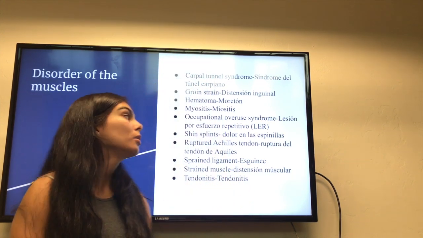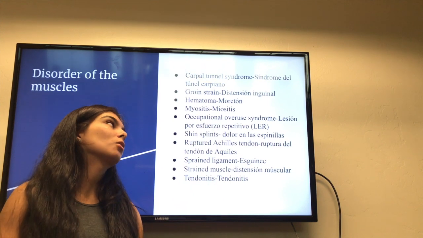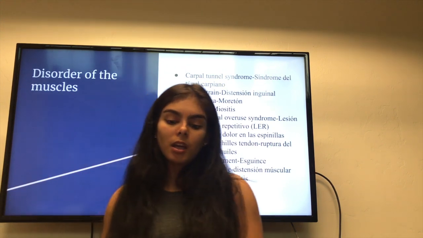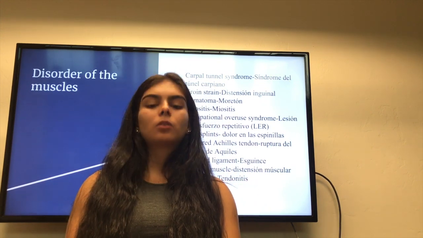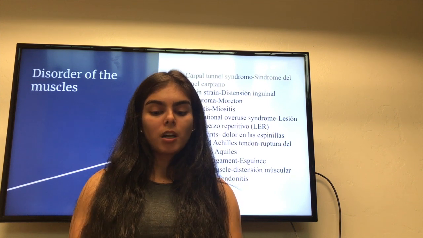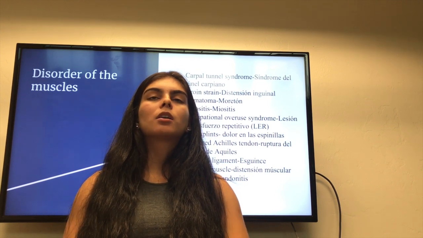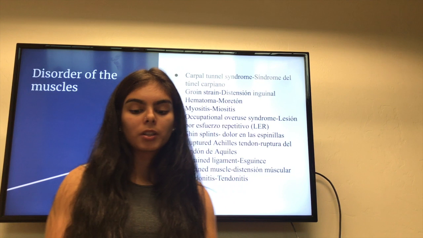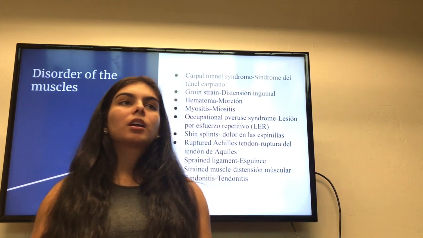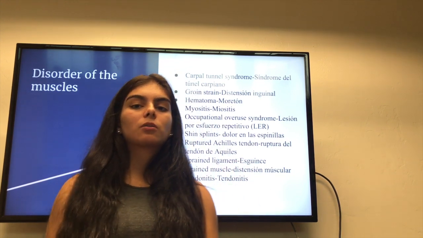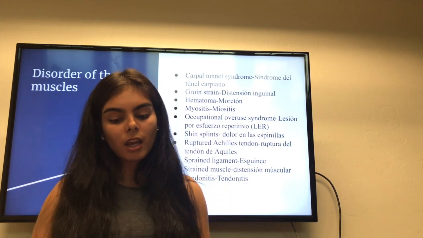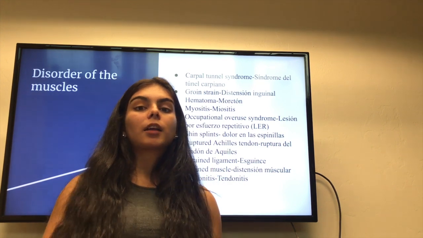So, también tenemos miositis. Miositis es la inflamación del tejido muscular, y aquí se puede curar con corticosteroids, which is a class of steroids that is created in the adrenal cortex at the vertebrae.